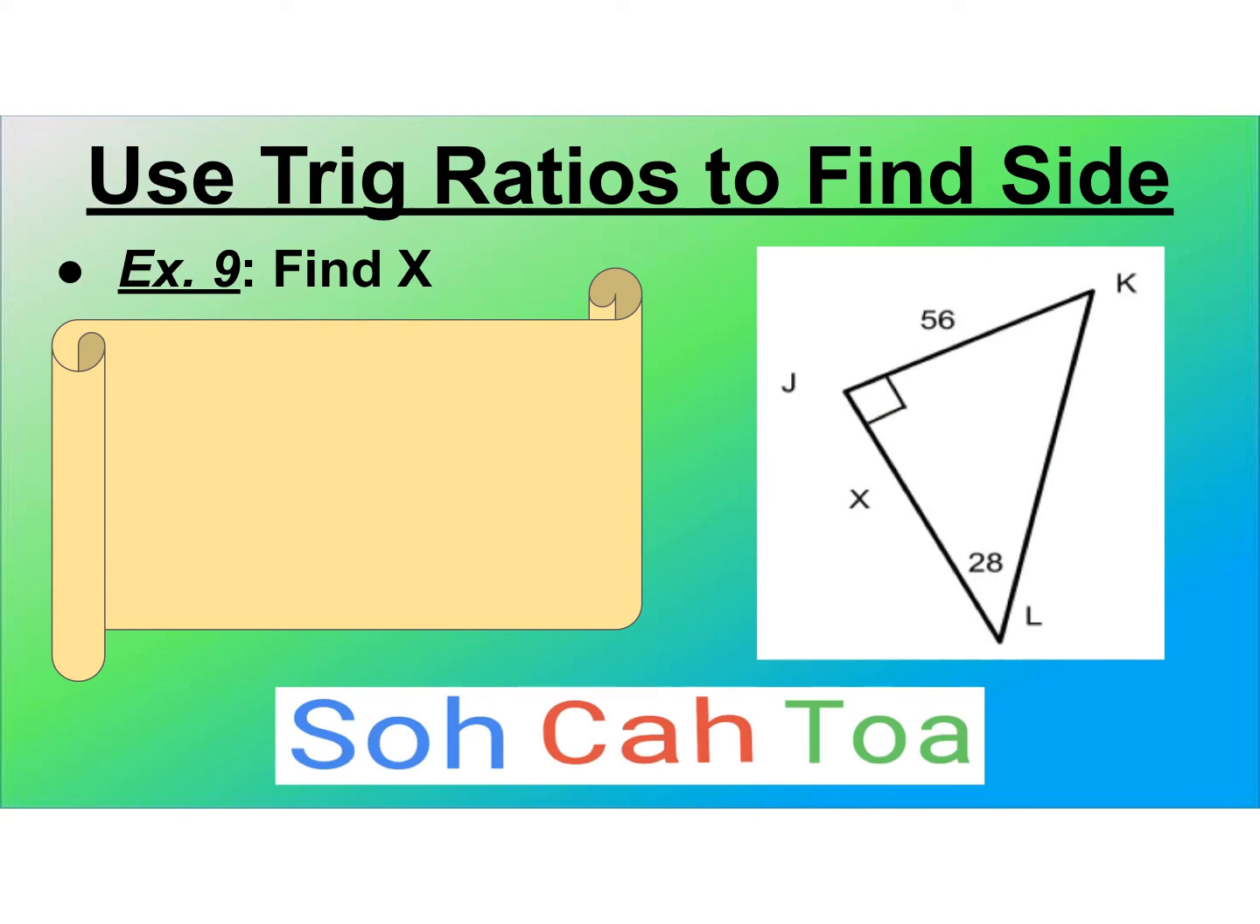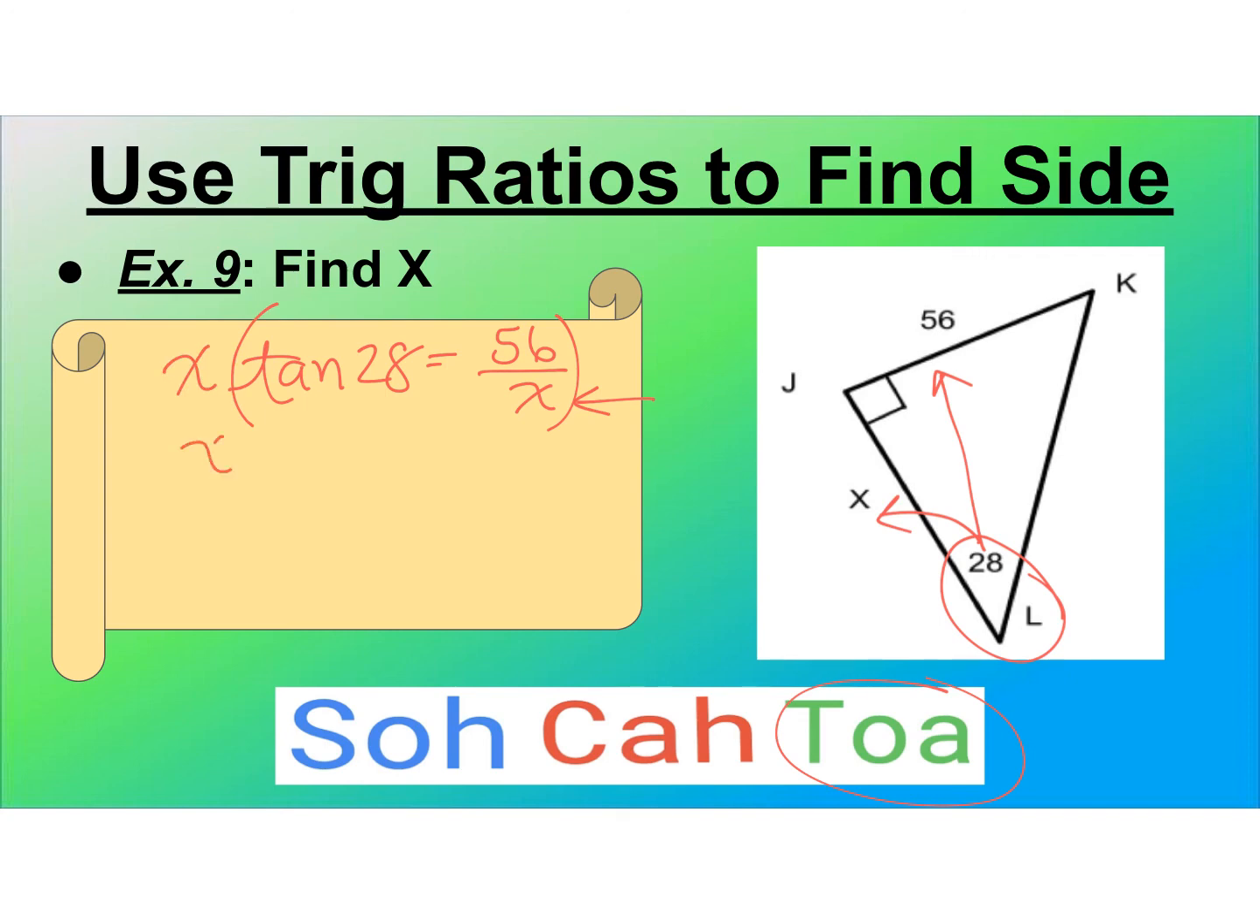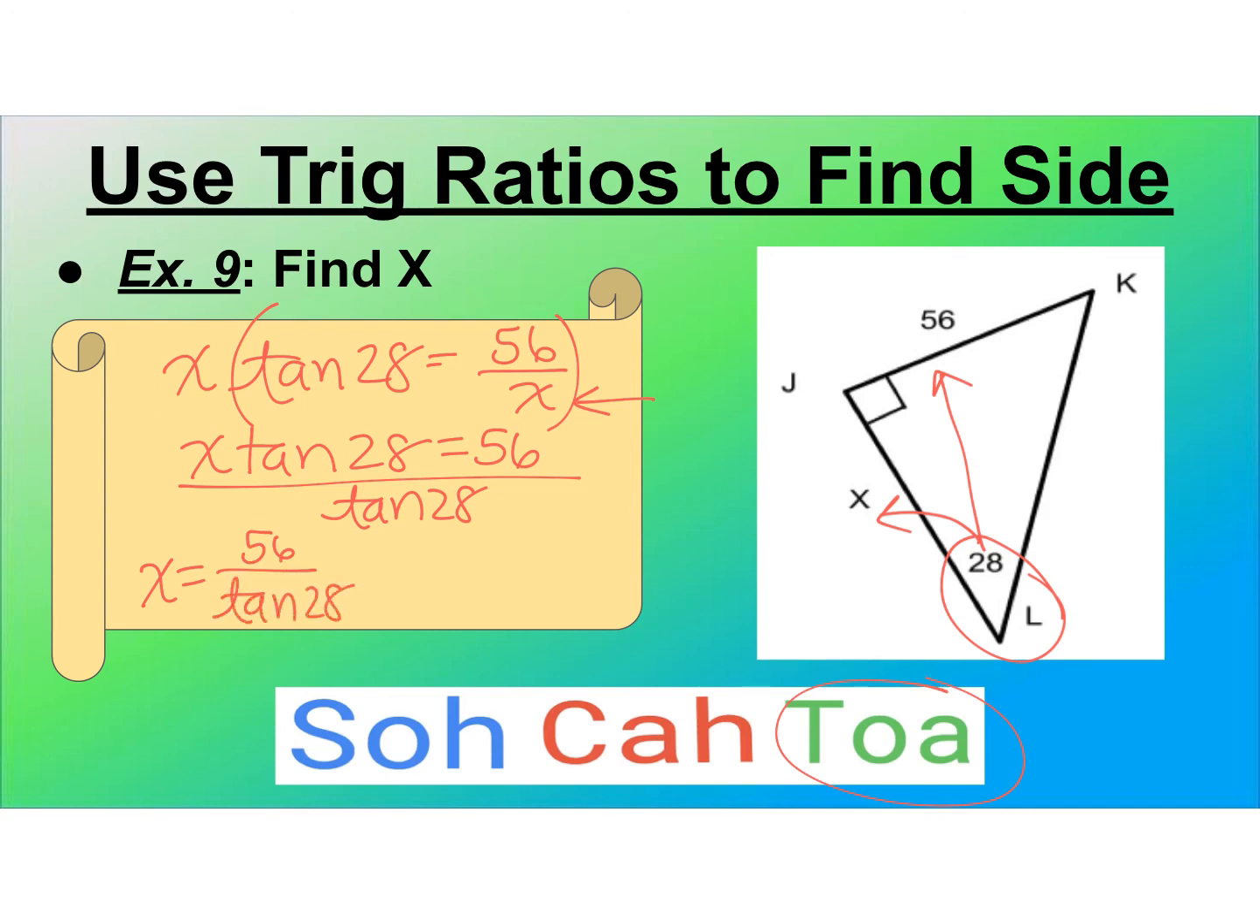And one more problem. We find our angle L. I'm going to go opposite and adjacent, so we're doing tangent. So the tangent of 28 equals 56 over x. X is in my denominator, so I'm going to multiply everything by x. So x times the tangent of 28 equals 56. Divide everything by the tangent of 28, and x equals 56 over tan 28. On your calculator, you would get 105.32.